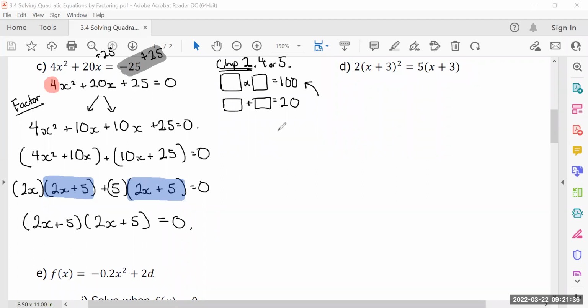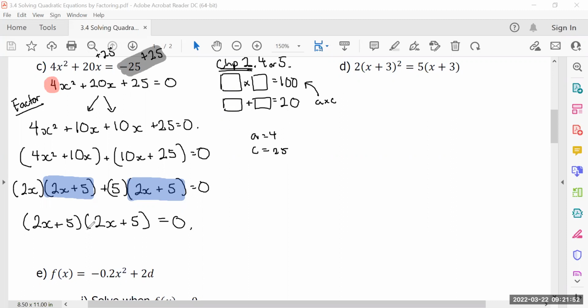The A value is a 4. The C value in this case is positive 25. It is A times C. So that was the extra little trick.